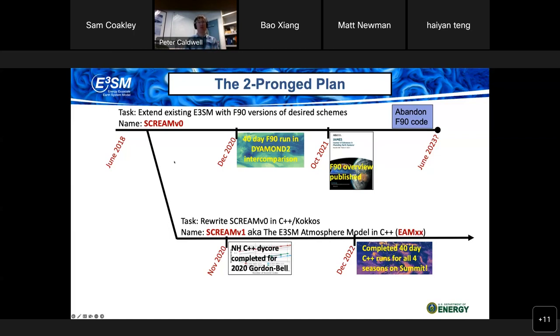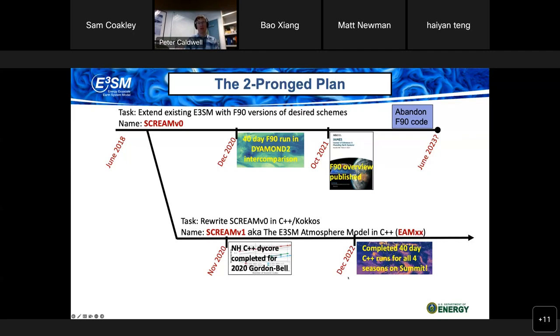And we call that Scream version 0. And we started doing science with it in December 2020, so a few years ago. We contributed a 40-day simulation to an international intercomparison of the dozen or so different models that are trying to do this sort of thing. Published an overview paper about it. And so that was really one fork of the plan that allowed us to have atmospheric scientists that were gainfully employed while we did the main thing that we were focusing on, which was to rewrite the entire model in C++, as I just described.